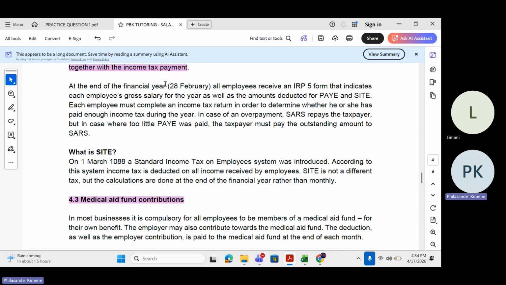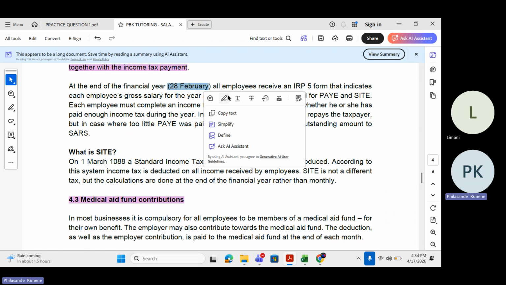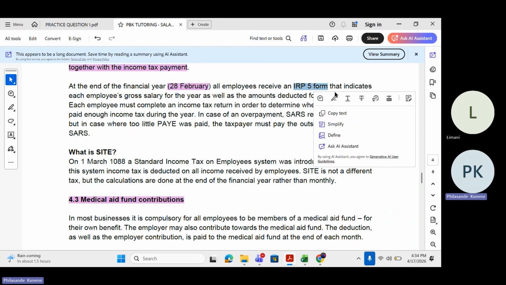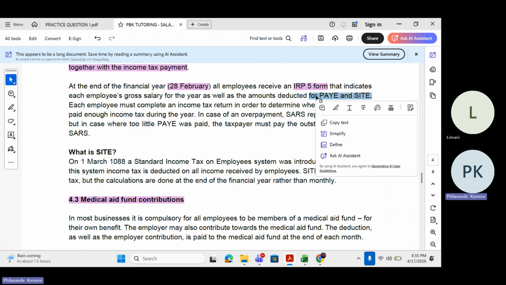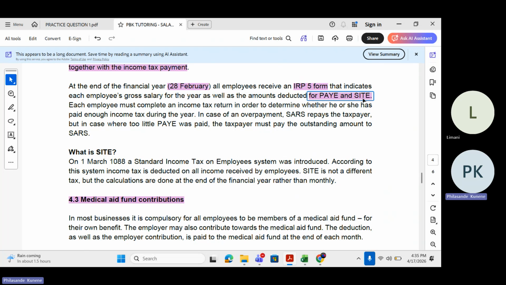Okay, at the end of the financial year, which is 28 February, all employees receive an IRP5 that indicates each employee's gross salary for the year, as well as amounts deducted for pay as you earn and SITE, right? Standard income tax on employees. This SITE means standard income tax on employees. We're going to talk about that. IRP5, that is another form.